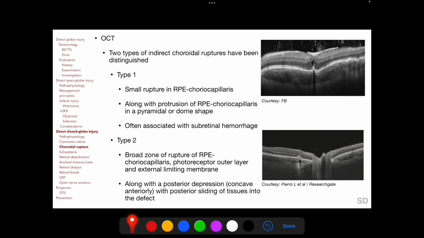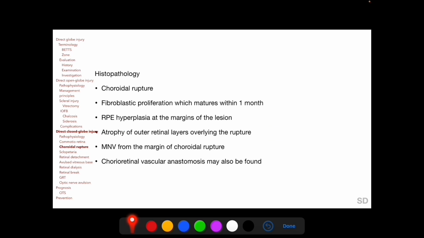With OCT, two types of indirect choroidal ruptures have been distinguished. In type 1 indirect choroidal rupture, a small rupture occurs in RPE choriocapillaries along with protrusion of RPE choriocapillaries in a pyramidal or dome shape, as seen here in this OCT image. And in type 2 indirect choroidal rupture, there is a broad zone of rupture of RPE choriocapillaries and photoreceptors along with a posterior depression with posterior sliding of tissues into the choroidal defect.